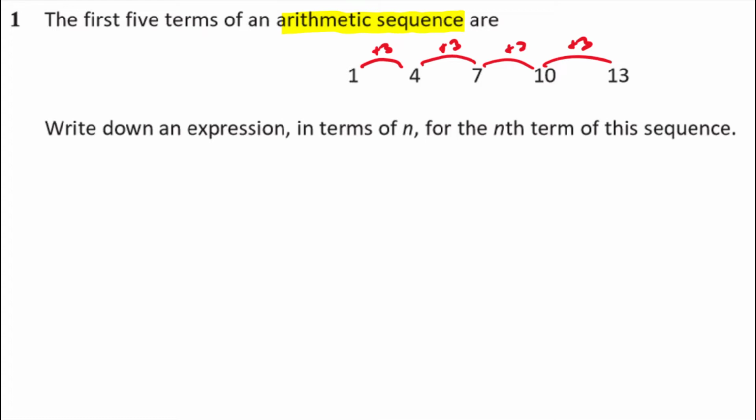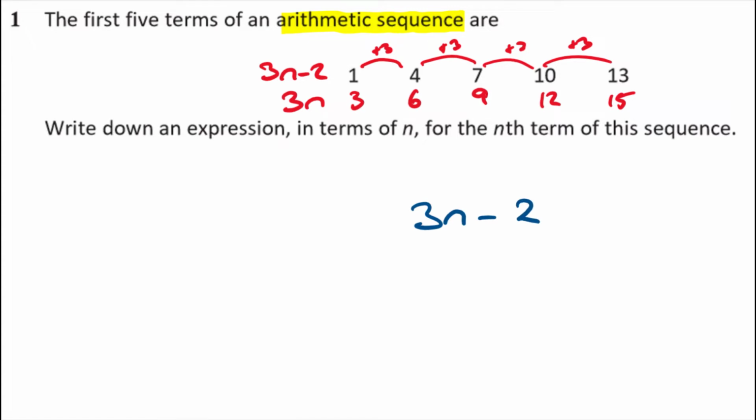Okay. Now, as it's going up in threes, it is going to be like the sequence 3n, which goes up in threes. It's 3, 6, 9, 12 and 15, but you'll notice that my numbers 1, 4, 7, 10, 13 are going up in threes, but they are actually 2 less than the 3n, aren't they? So this one is going to be 3n minus 2. So the nth term of this sequence is 3n minus 2. So it's going up in threes, but it's 2 less than the 3 times table. Okay, 3n minus 2. Question 2.